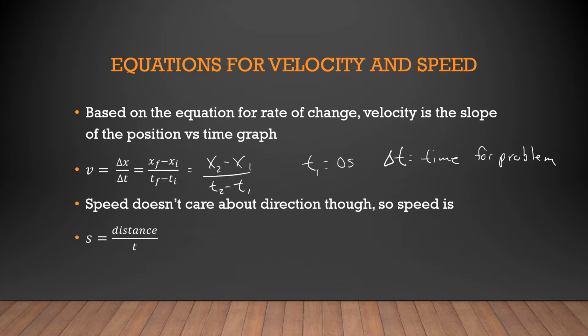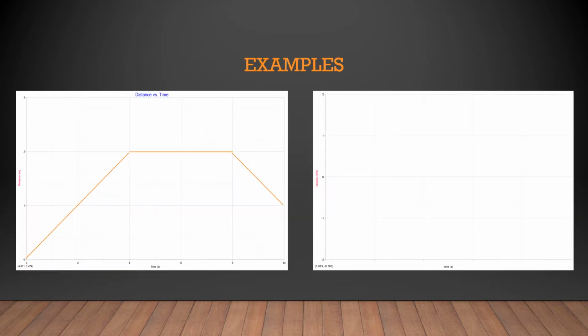Speed, however, doesn't care about direction. It's just how fast you were moving on average. So speed is just going to be your distance over time. Nothing's going to cancel out. There's no positive, negative, no sign. It's just going to be distance over time. So, a couple of examples of those.